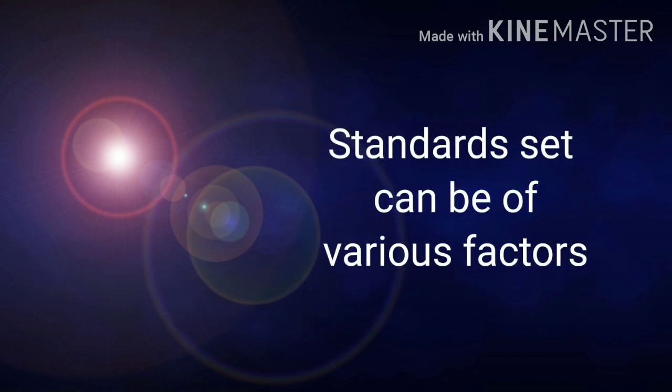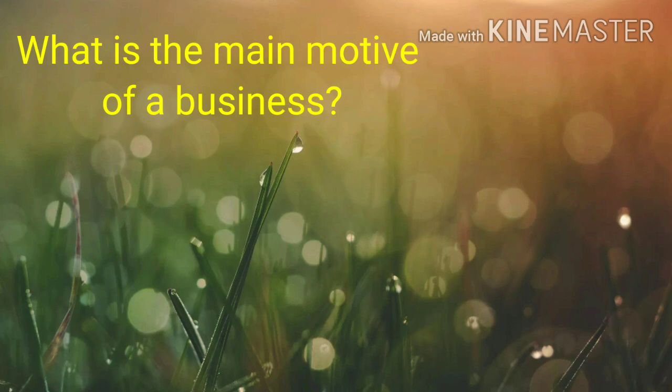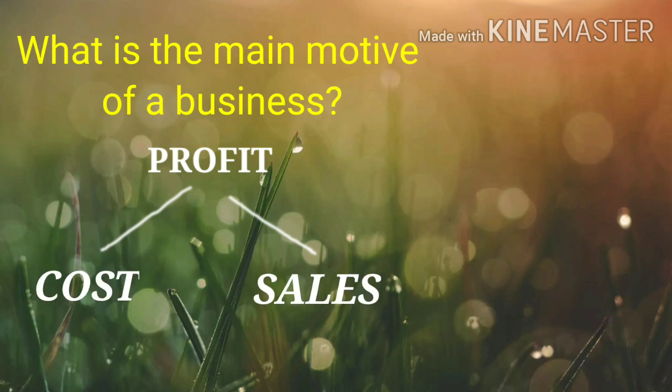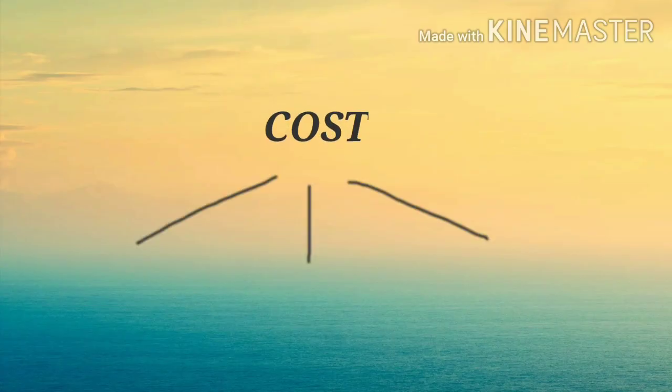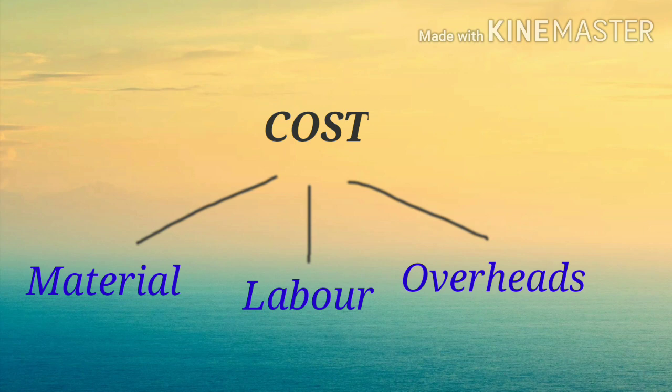Standards set can be of various factors. Let us go through those factors now. What is the main motive of a business? Yes, it's profit. Profit is dependent on two factors, cost and sales. Cost is further classified into material, labor, and overheads. So the standard can be set of all these factors.